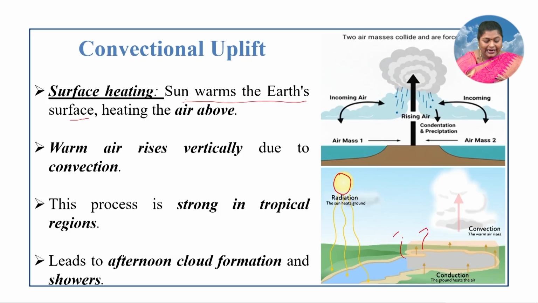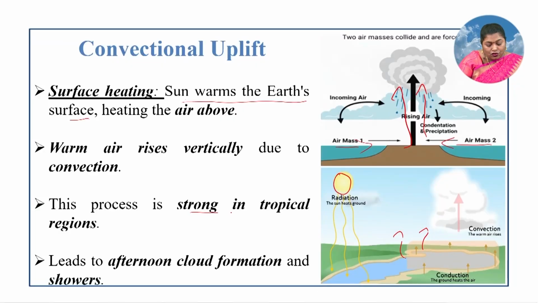Because of this heating, what happens? The warm air rises vertically, due to convection. Two air masses meet together because of that heating process, and it rises vertically. This process is known as the convectional uplift process. In which region is this process very strong? The tropical region is where it is most important. The tropical region witnesses this convectional uplift cloud formation as well as rainfall.